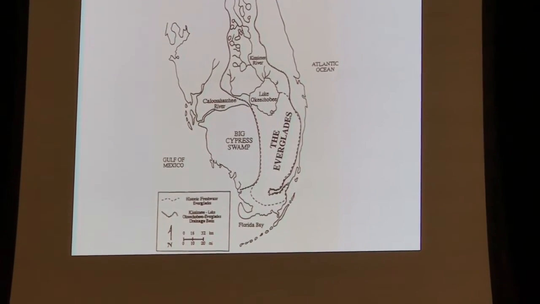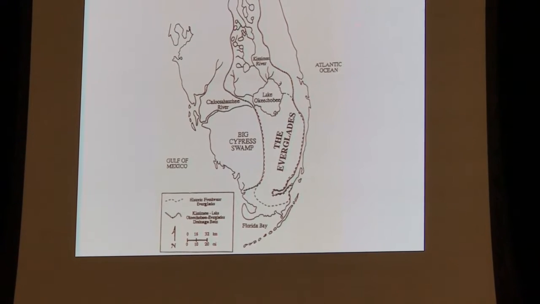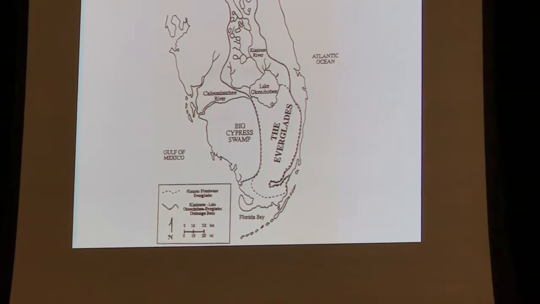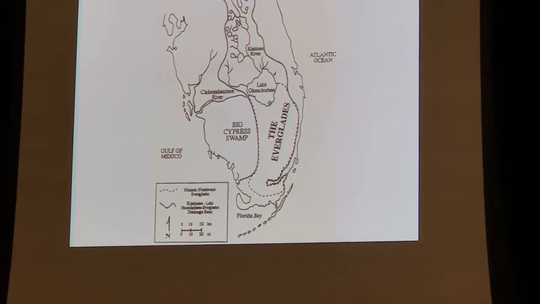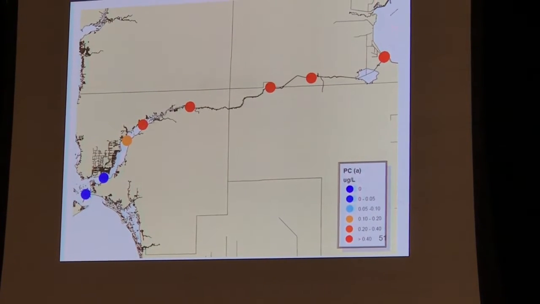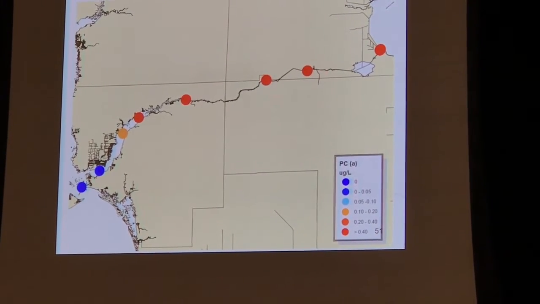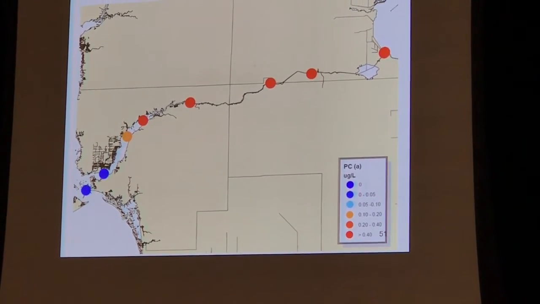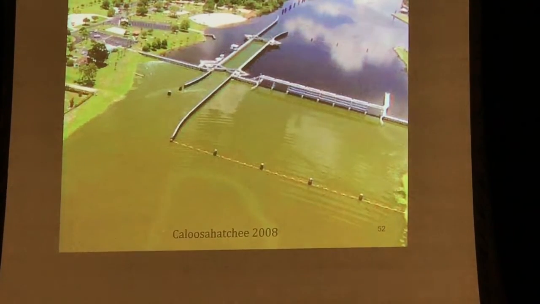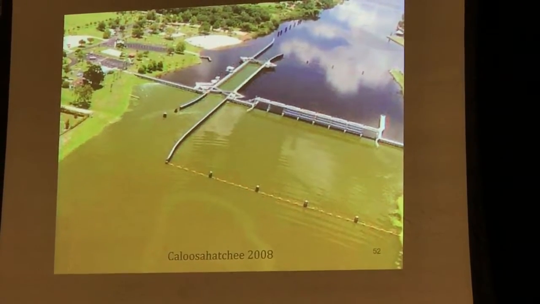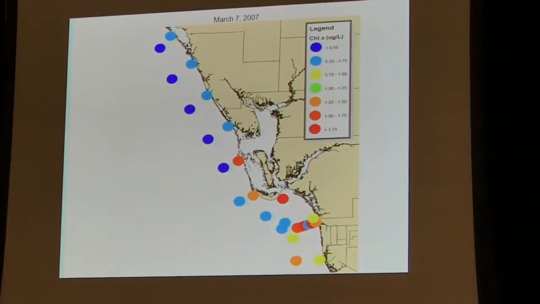You have to get that water out someplace. So they connected the lake to the river, so you can now dump water from the lake down the Caloosahatchee River. Here's some data. Here's Lake Okeechobee, here's the Caloosahatchee River. These red dots just simply mean there's a high abundance of these cyanobacteria in the river. Here's a picture, here's one of the dams on the river. You can see this dense bloom of cyanobacteria on that river.